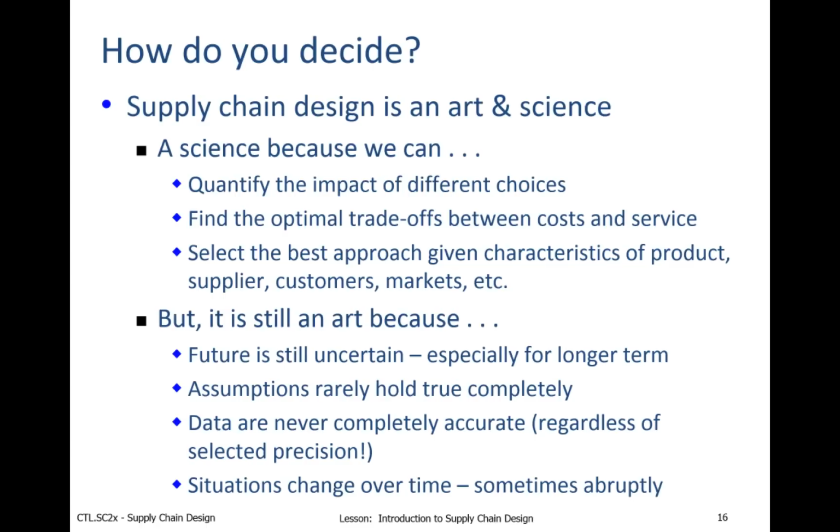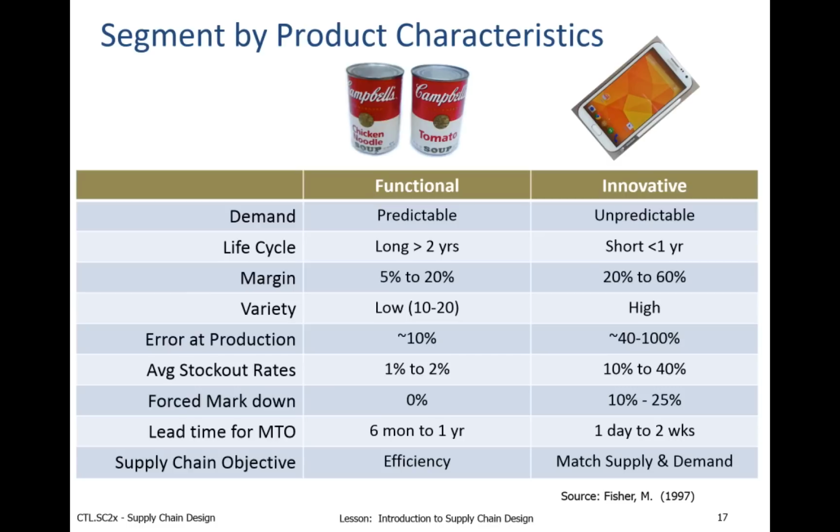It's not a pure mathematical program. We're going to spend a lot of time on developing these math programs, but they're used to feed in and help support the decision. So let's look at some classic ways of doing this. This is from a paper by Marshall Fisher, classic in the field, that looks at how you should select the right supply chain for the product.